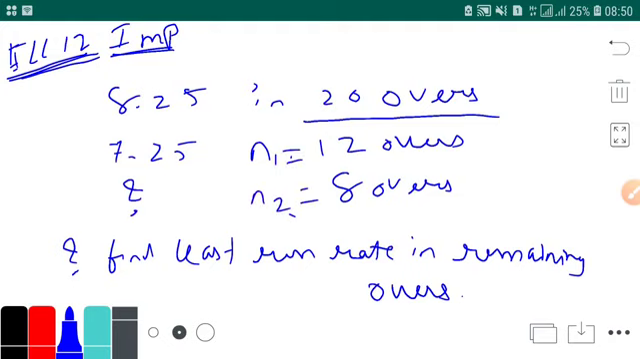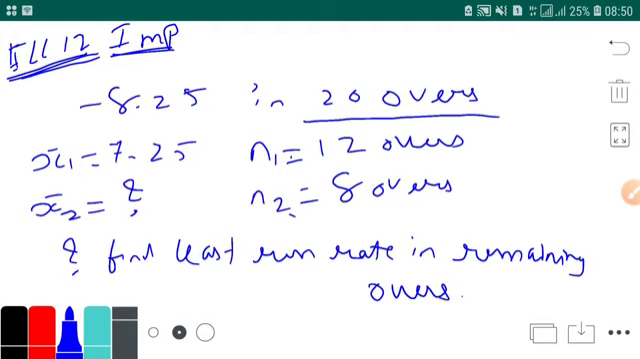N1 is 12 and N2 is 8. This is x bar 1. X bar 2 you don't know, x bar 2 is the question. Yes, N1, N2 is given, x bar 1 is given, x bar 2 is the question.